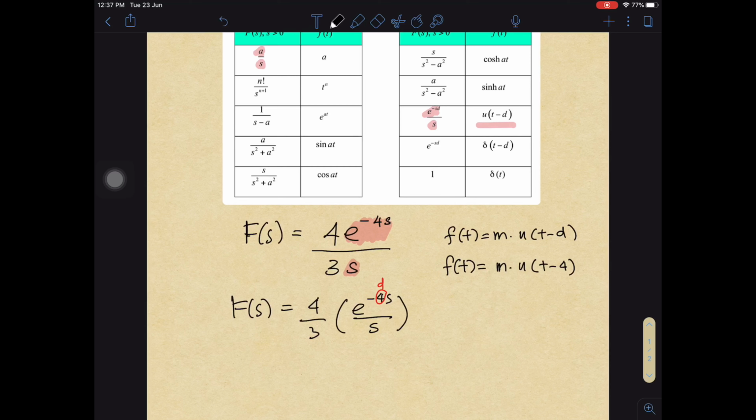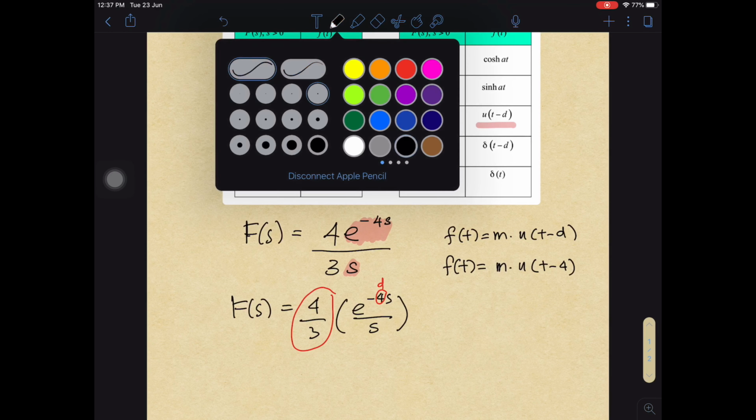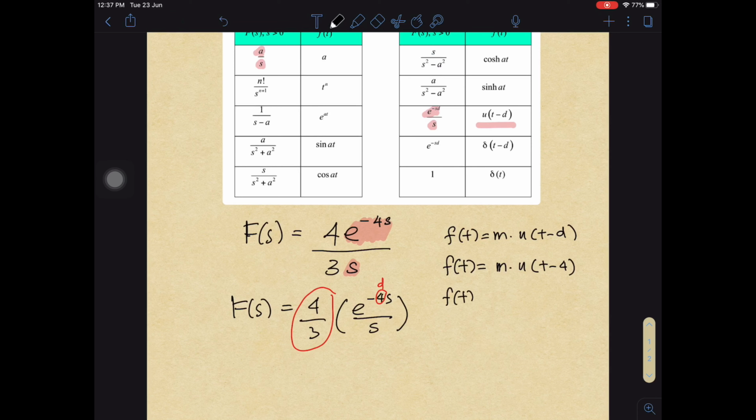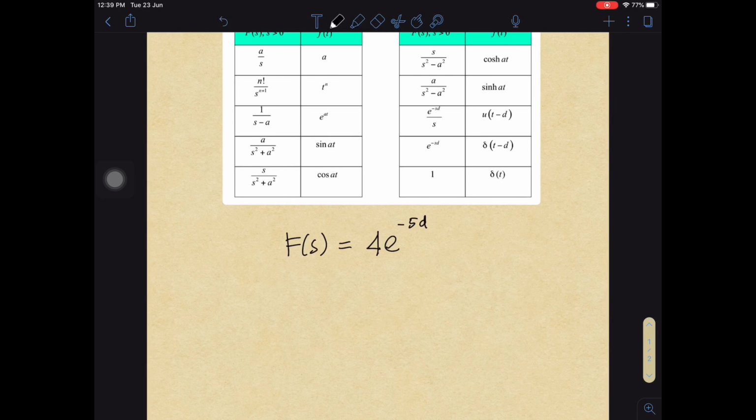How to find m? M is the coefficient that exists in your F(s). So the coefficient here is 4 over 3. Directly you can get your f(t) equal to 4 over 3 u(t minus 4). The function F(s) when it involves in the denominator the single s to the power of 1, and in the numerator you have the exponent function.